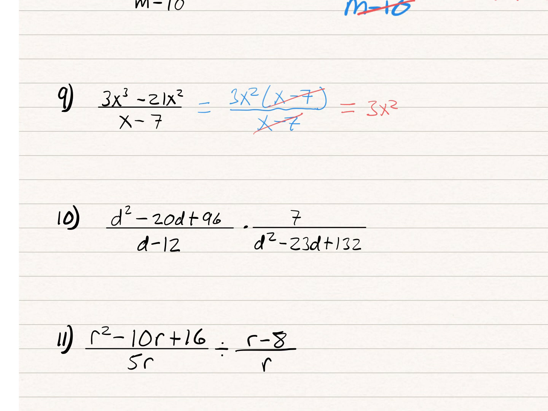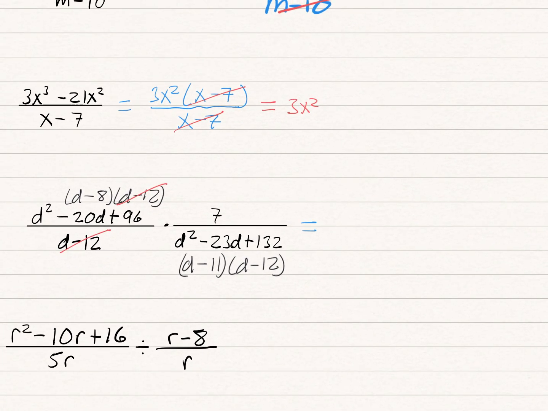All right, same thing here. Factor everything. d squared minus 20d plus 96: factors of 96 that add to negative 20 are going to be d minus 8, d minus 12. Same thing on the bottom here. d squared minus 23d plus 132. Factors of 132 that add to negative 23 are going to be d minus 11 and d minus 12. Now let's look at what's the same on the top and the bottom. This d minus 12 and this d minus 12 can cancel out.